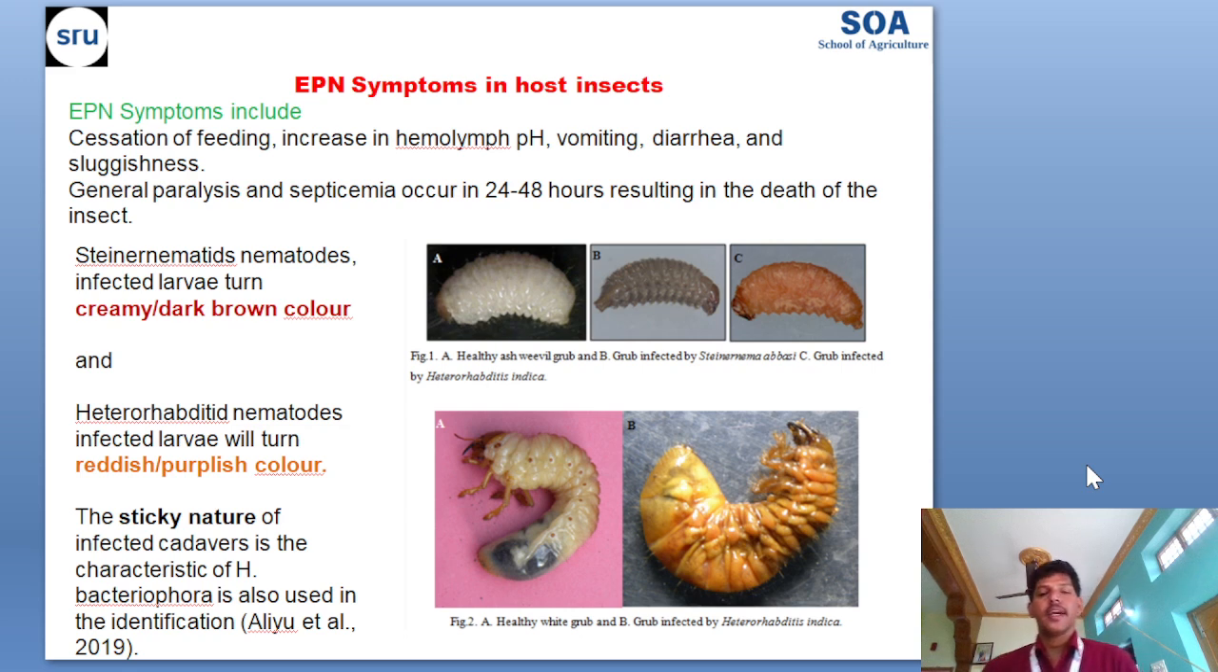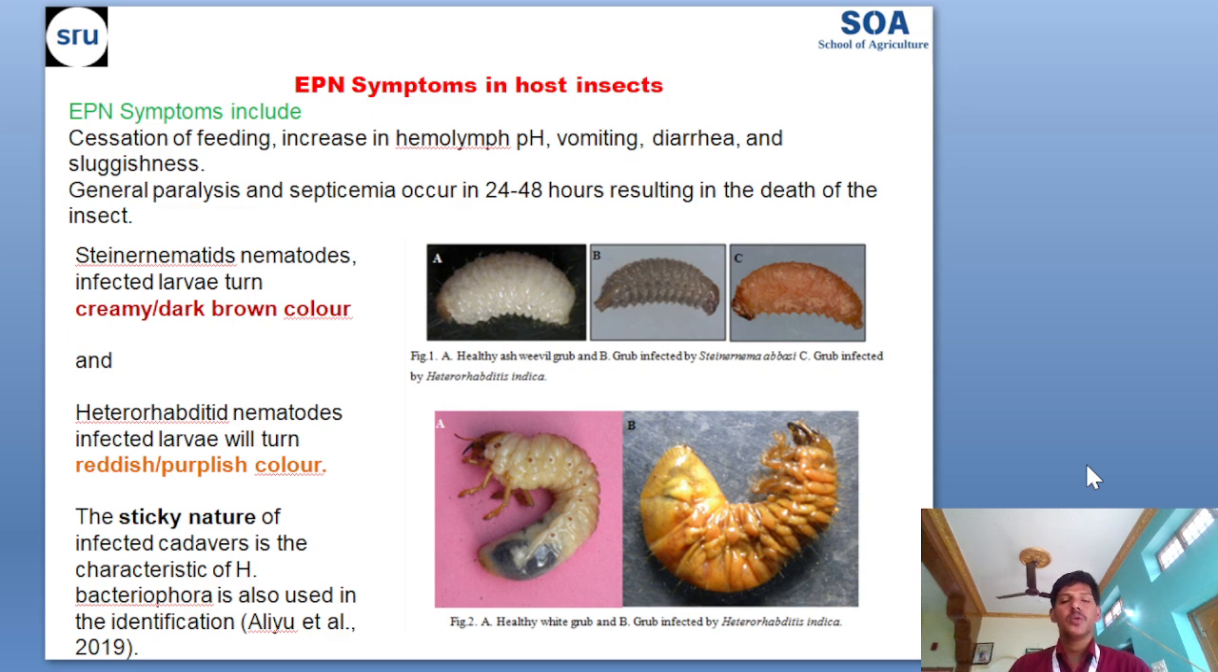In the final slide, what are the symptoms of entomopathogenic nematodes in host insects? The symptoms include cessation of feeding, increased hemolymph pH, vomiting, diarrhea, and sluggishness in the host insect. We can also observe general paralysis and septicemia, that is blood poisoning, occurring in 24 to 48 hours, resulting in the death of the insect.